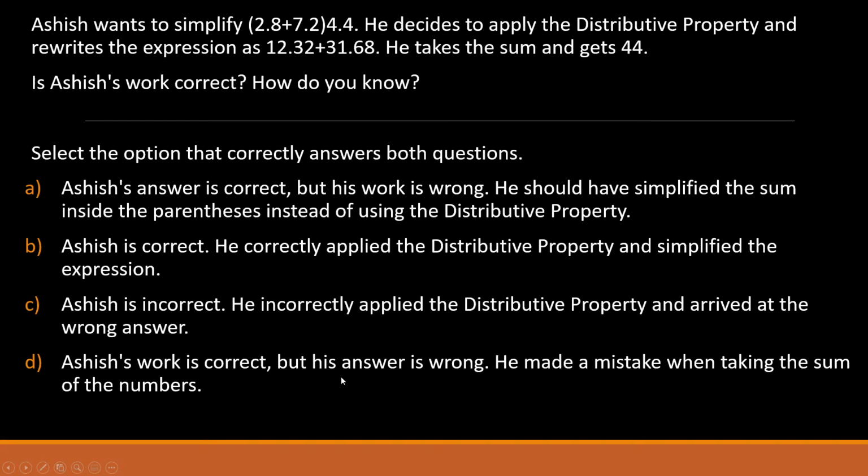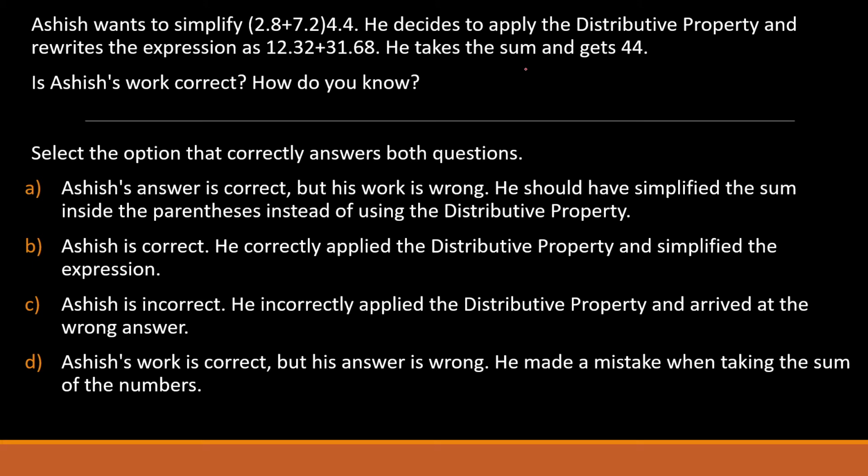Next question says, Ashish wants to simplify 2.8 plus 7.2 times 4.4. He decides to apply the distributive property and rewrites the expression as 12.32 plus 31.68. He takes the sum and gets 44. Did Ashish work correctly? How do you know? Well, let's solve this problem just to see if we get the same answer as Ashish.